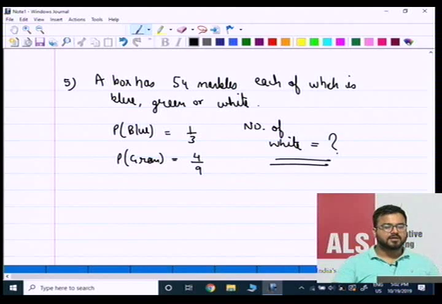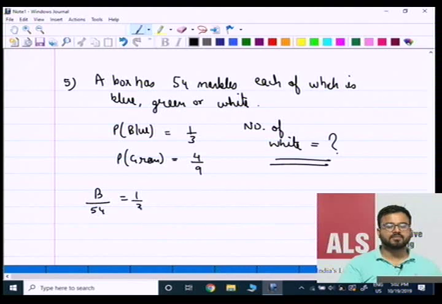See, since there are total 54 marbles, the probability of blue marble is 1 by 3. So what is the probability? Number of blue marbles upon total number of marbles. Let's say blue marbles are B. So B divided by 54 is equal to 1 by 3. So from here we can say blue marbles are nothing but 18.